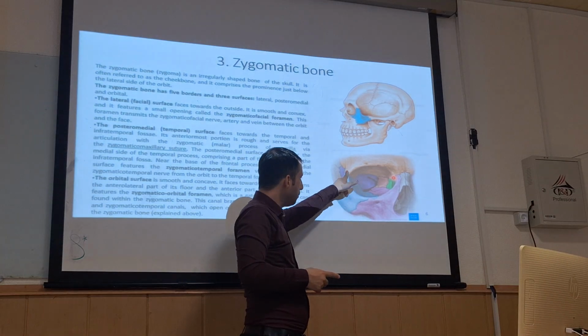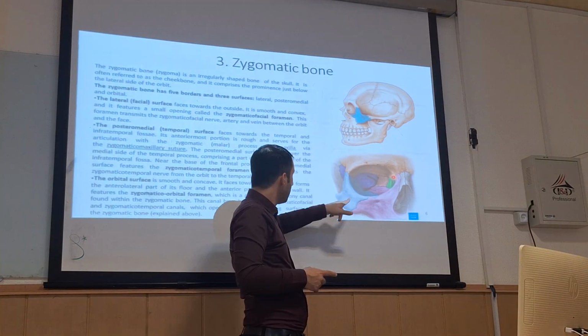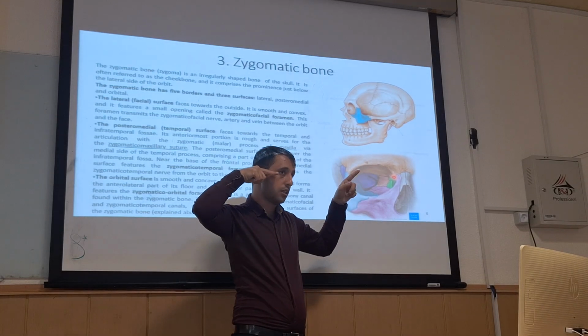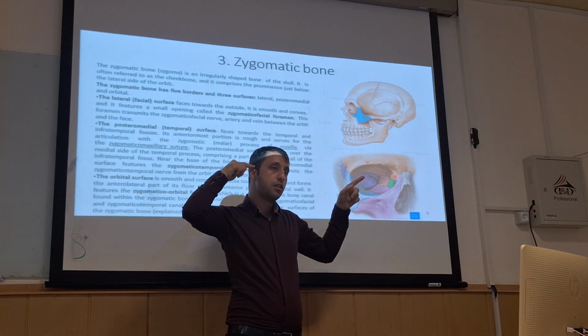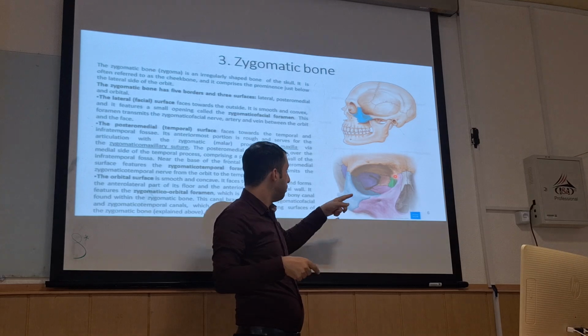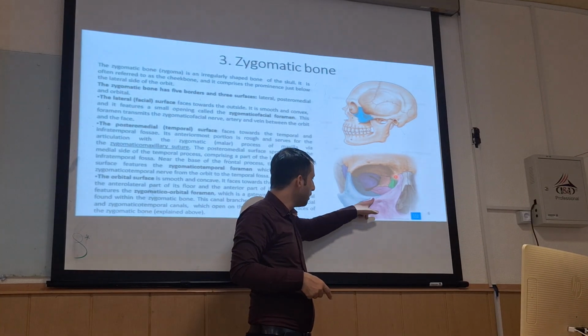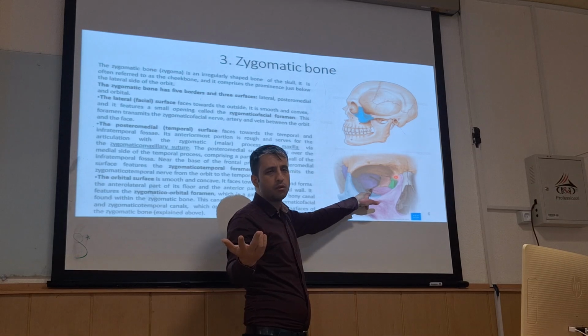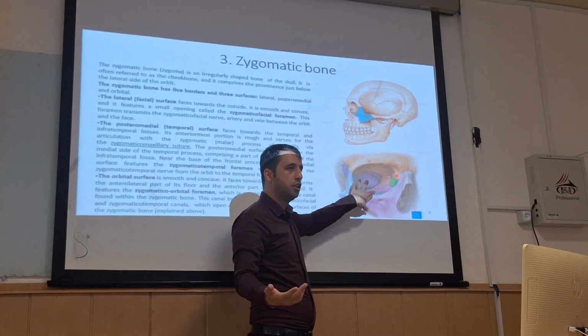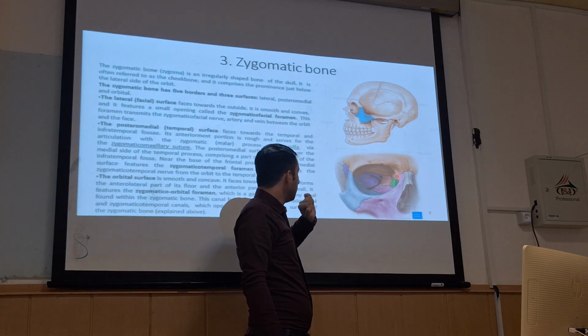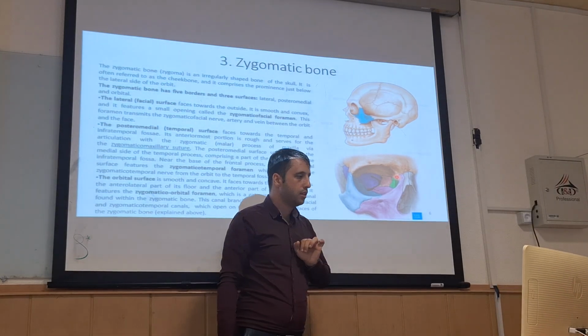One process is named the frontal process. One process is named the temporal process, which makes the zygomatic arc. But some references may say that there is another process named the maxillary process. But we can say that it is not a process, it is part of the body.